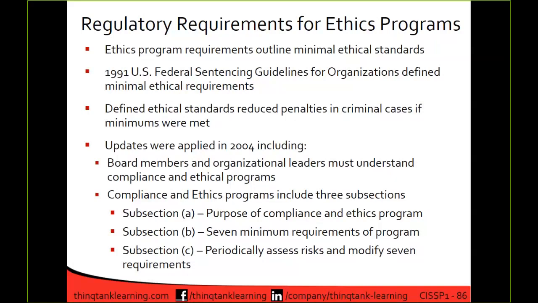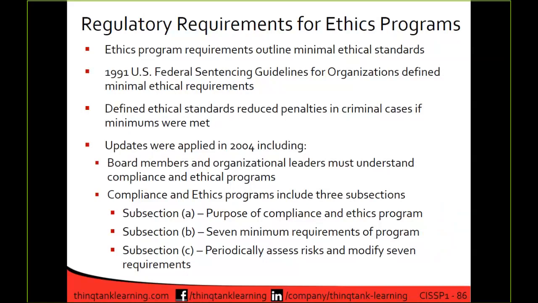All right, and within the realm of this U.S. federal sentencing guideline, there are some subsections that define some of the compliance and ethics requirements. Subsection A, the purpose of the compliance and ethics program. So why do we have this compliance? Why do we have this program? Well, how does it apply to our business? The 7 minimum requirements of that particular program. And then we have to go through and periodically assess our risks and modify those 7 requirements specific to that organization. We'll get into the details of these subsections a little bit later on.